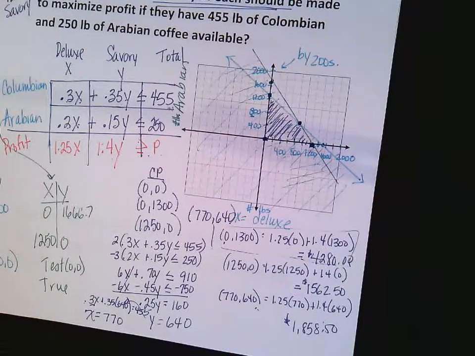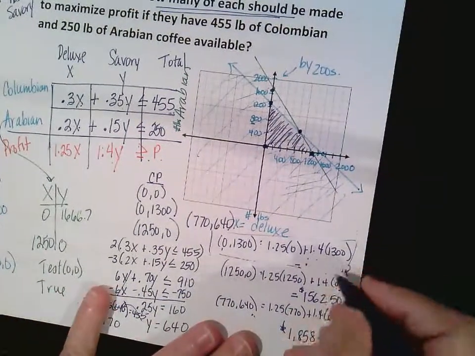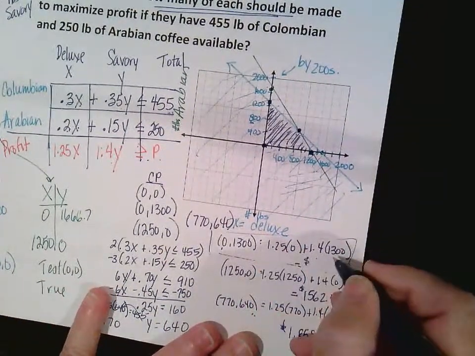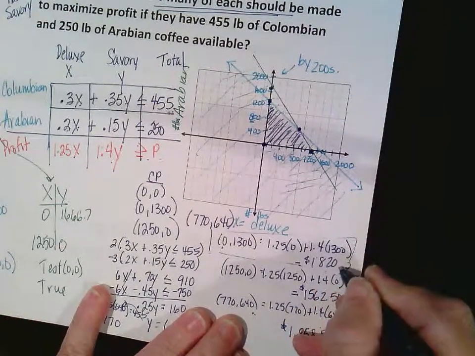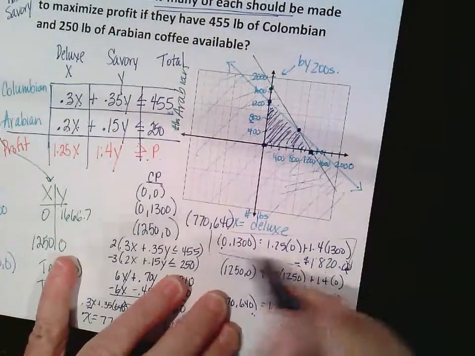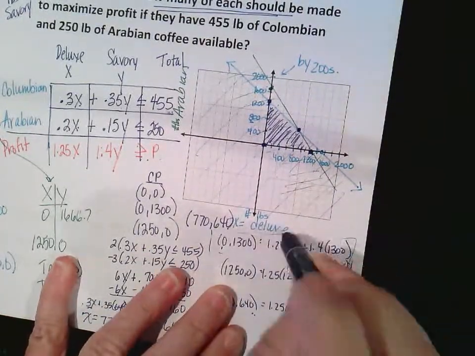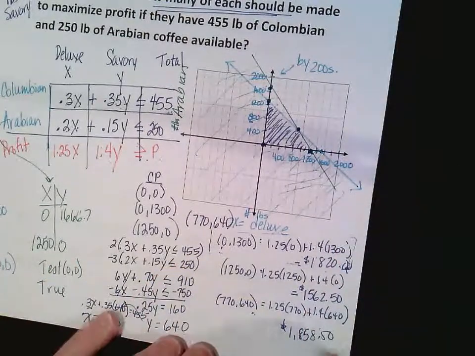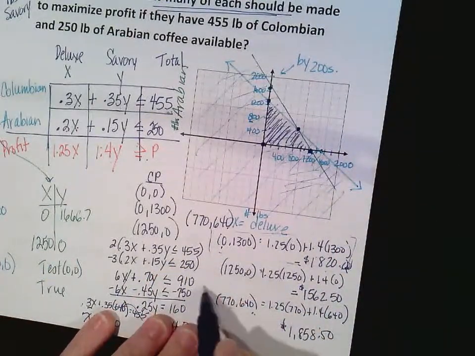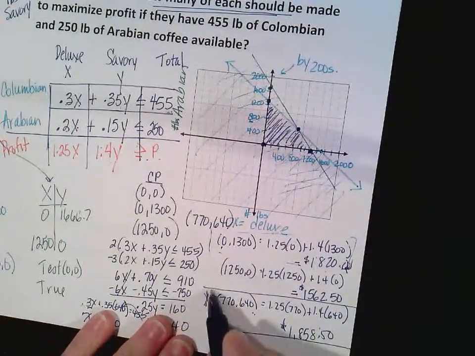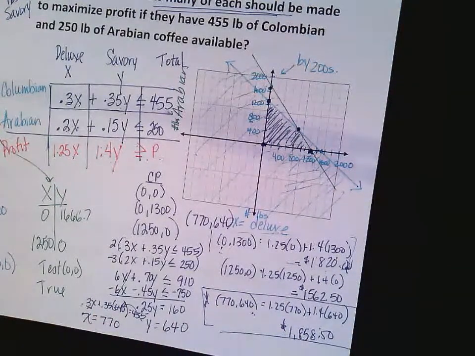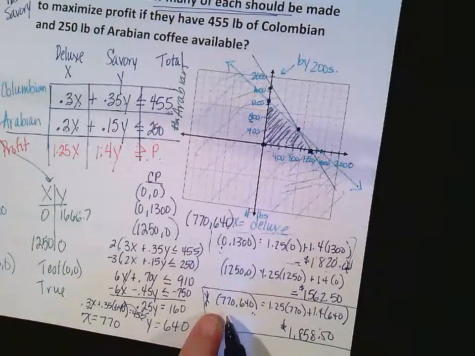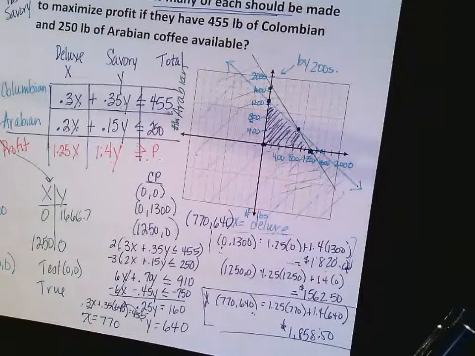Actually, I wrote that number down wrong. If you multiply this out, it's not 4,000, it's 1,820. So if you take that into consideration, it's a good thing these pens are erasable. If you take that into consideration, really the point that we found was the one that gives us the best profit, because it's 1858, that one's only 1820. And so you would make 770 pounds of deluxe and 640 pounds of savory to have the highest profit margin.